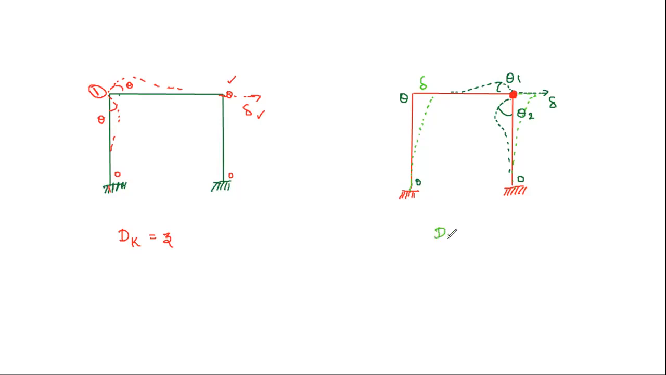So degree of kinematic indeterminacy, or degree of freedom. Degree of kinematic indeterminacy is also known as degree of freedom. So the degree of kinematic indeterminacy or degree of freedom of this structure is given as 4. 1, 2, 3 and 4. So moving on to the next structure.